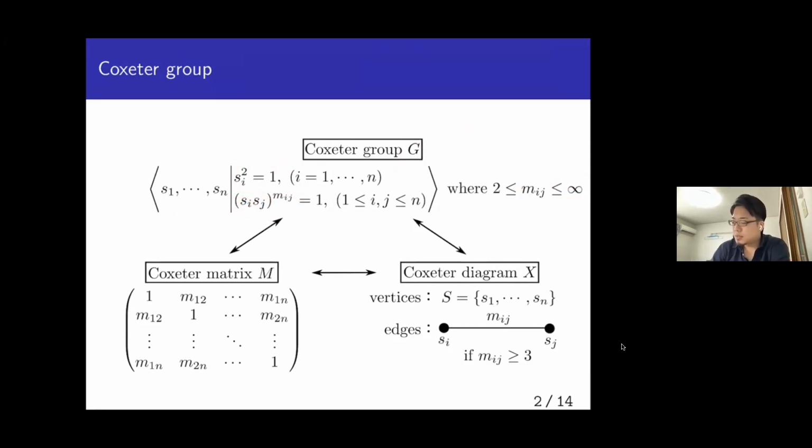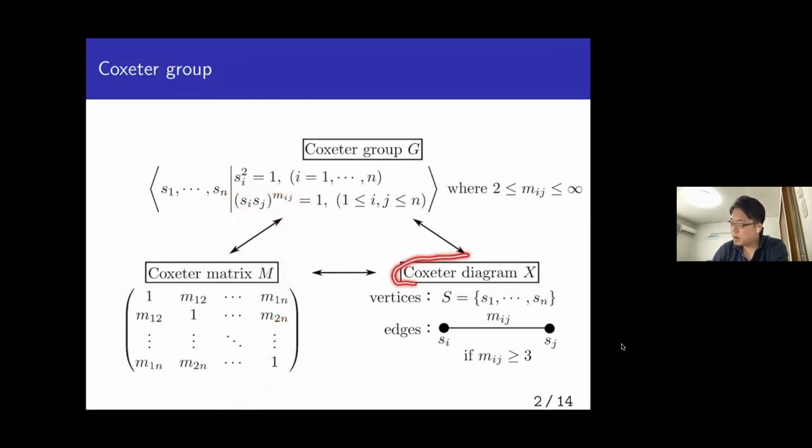The related objects to a Coxeter group G are the Coxeter matrix and the Coxeter diagram. The Coxeter matrix M is defined as follows. M is an n by n symmetric matrix, and the ij entry is defined to be Mij. Here Mij is the order of the product of Si and Sj.